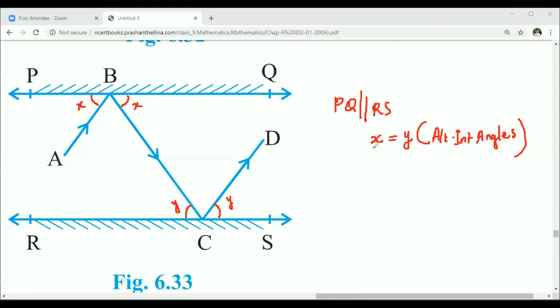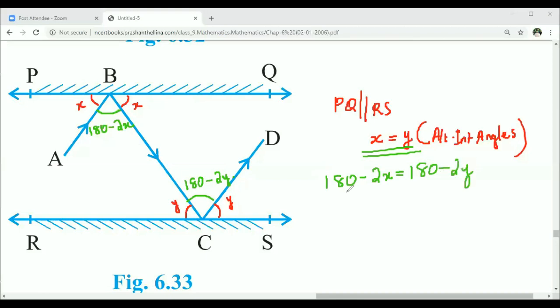So angle ABC is 180 minus 2x, because x plus x gives 2x, and angle PBA, angle ABC and angle CBQ together give 180, because they are supplementary. So the remaining angle ABC from this linear pair has the measurement 180 minus 2x. In the same way, you will get the measurement here as 180 minus 2y. Since x is equal to y, 180 minus 2x is the same as 180 minus 2y. So both of these angles have the same measurement.